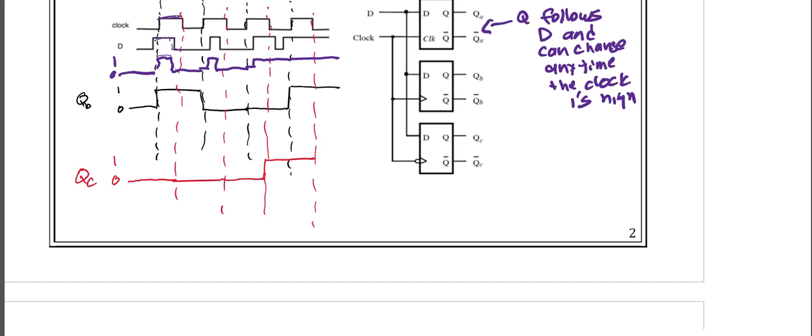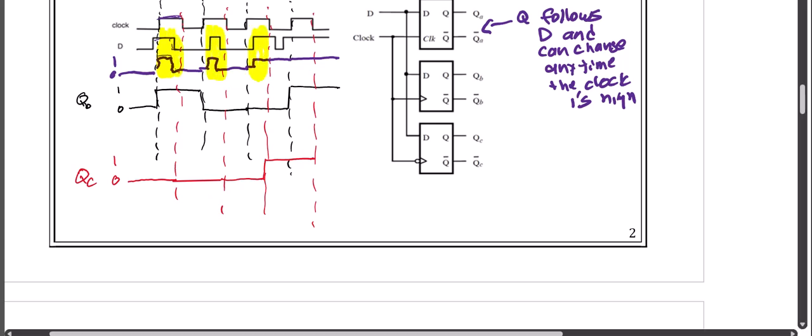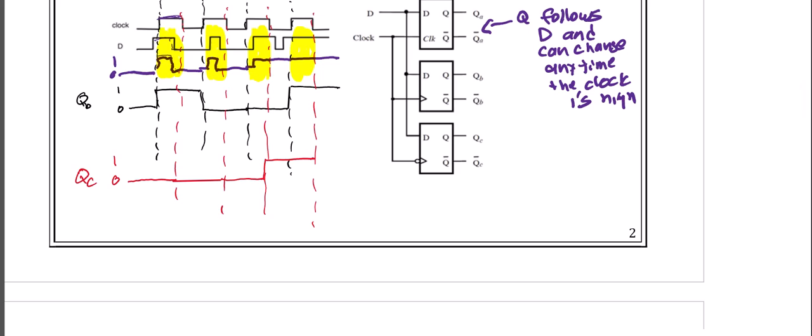You won't be dealing with these much, but I think you might have a homework question. So if you look, whenever the clock is high, the output is the same as the input. And whenever the clock is low, it just stays wherever it was when the clock turned to low. And that makes it different from the flip-flop, which just changes once on the clock edge.